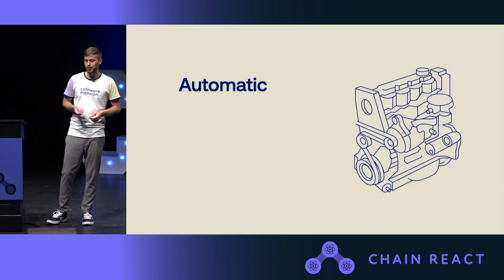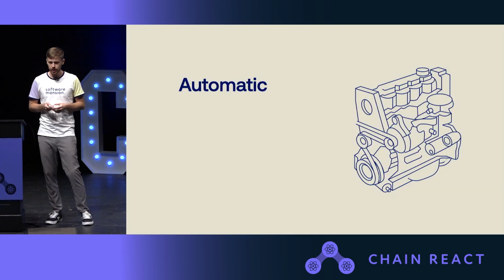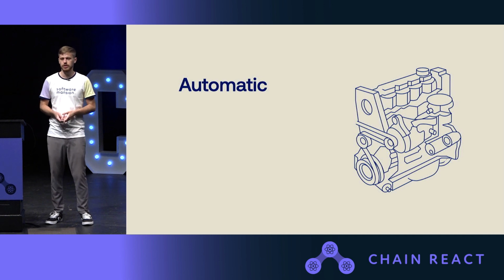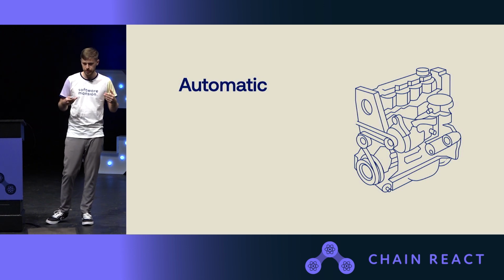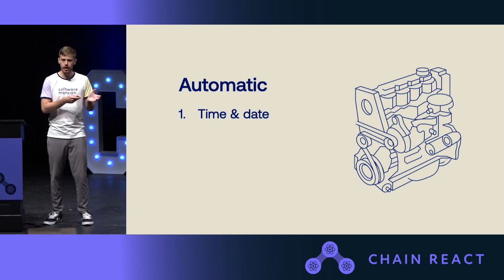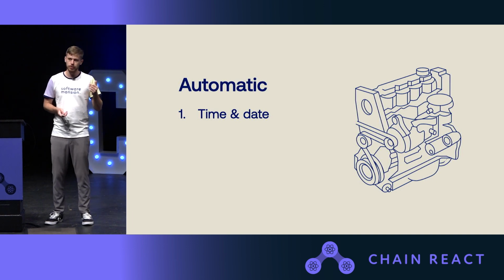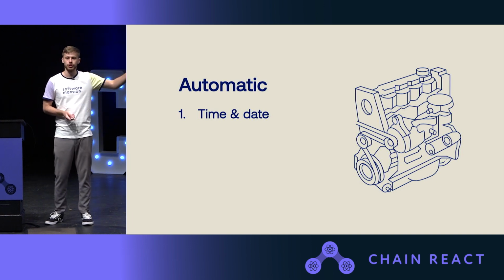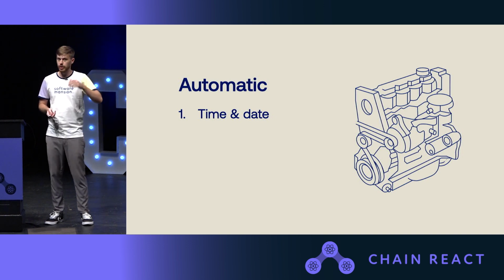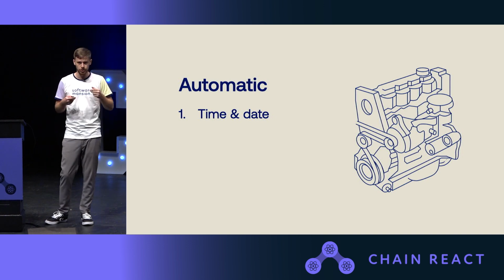OK, anyway. We had manual. We have automatic. And automatic triggers is everything that the system triggers. So we have time and date. Time would be, for example, an event in the future in your calendar, or a reminder, right? You didn't have to click to get a notification.